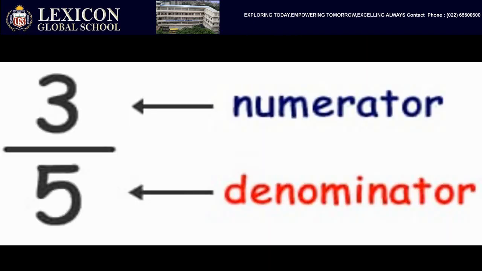Now, let us understand about numerator and denominator. The numerator is the top part of the fraction and the denominator is the bottom part of the fraction. In this example, 3 upon 5, 3 is the numerator and 5 is the denominator. The numerator represents how many parts of that whole are being considered, while the denominator represents the total number of parts created from the whole.